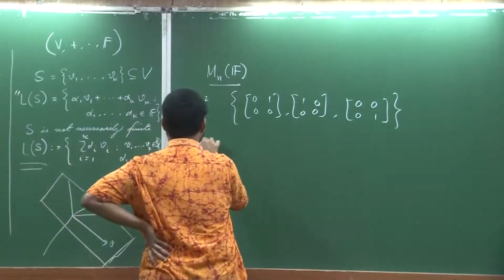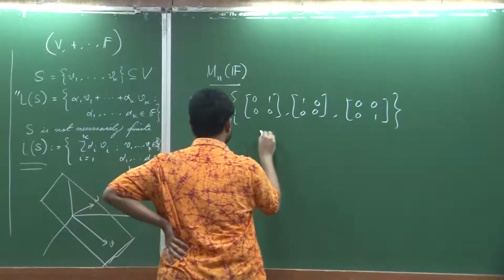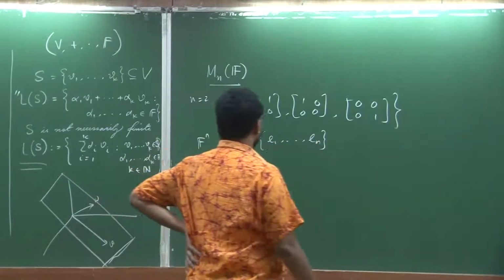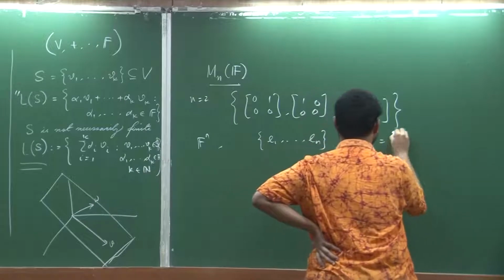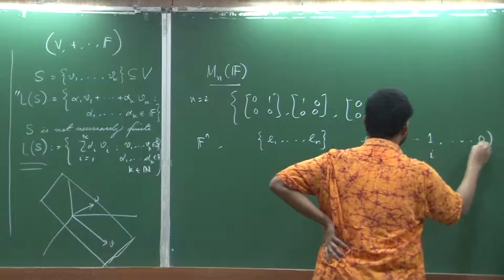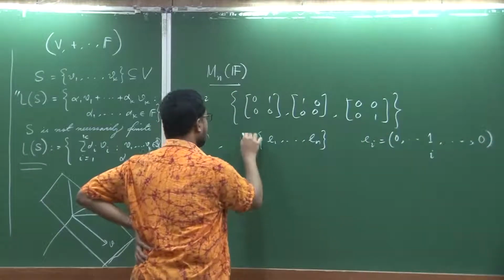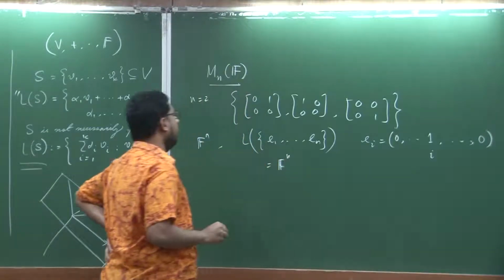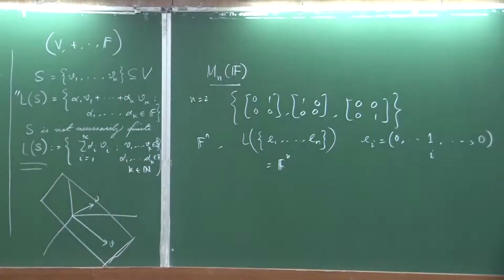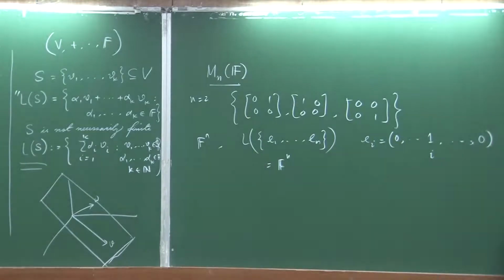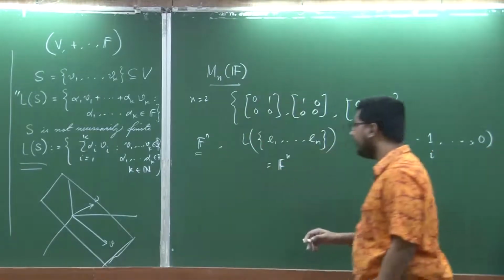We have also seen for Fn that the span of the following set, where Ei is the vector having 1 at the ith coordinate and 0 elsewhere, the linear span of this is nothing but Fn. So, we have seen all these in the last lecture. So, let us see other subspaces of Fn.